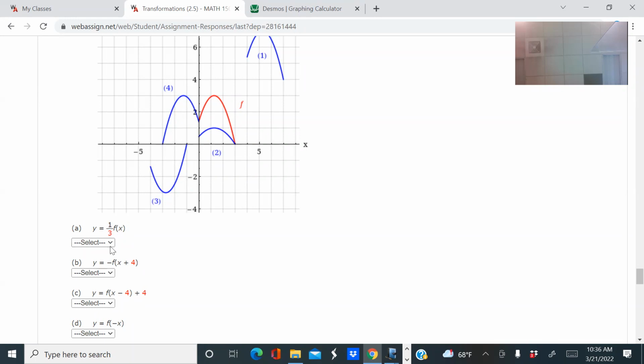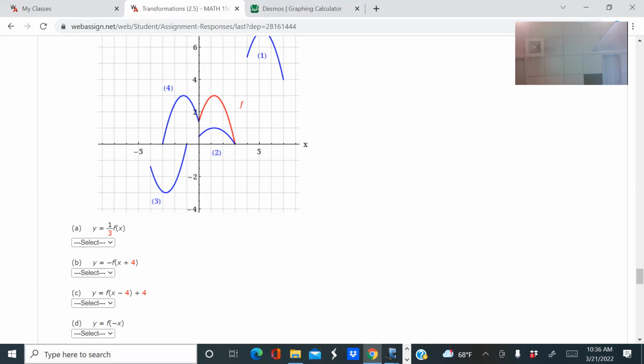Now you can move the 1/3 to the left hand side by multiplying both sides by 3. So you would have 3y equals f of x. Notice there you're multiplying the y by a constant. That means you're stretching or shrinking it. You're shrinking it by a factor of 1 over the constant. The constant would be 3, so 1 over 3 is 1/3. Exactly what we said, right? We're shrinking it by a factor of 1/3.